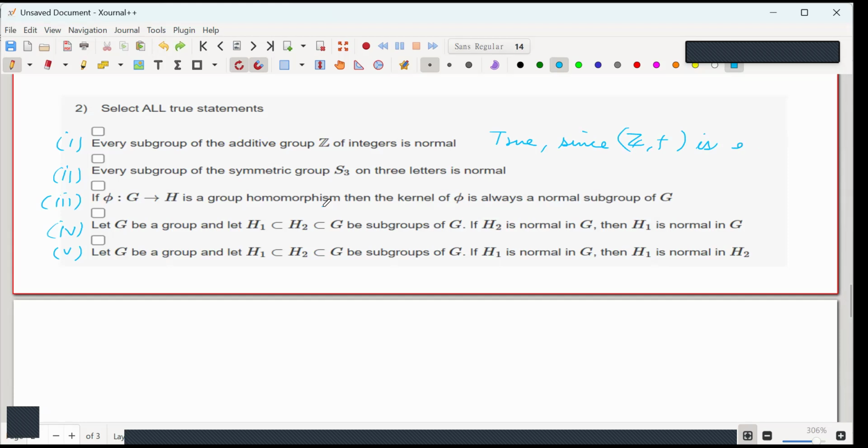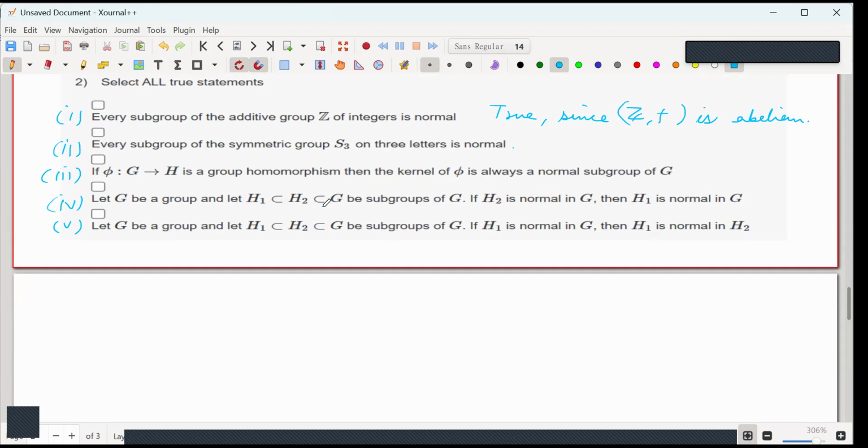What about the second one? This is not true: every subgroup of the symmetric group S3 on three letters is normal. Why is it not true? So I consider the subgroup containing the identity and the two cycle (1 2). Okay, so solution for the second: take H to be identity, I will just write E, and (1 2), right?